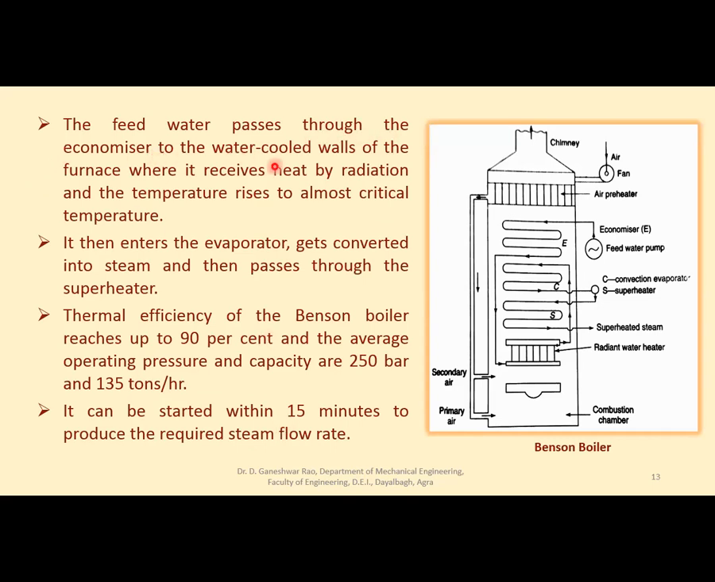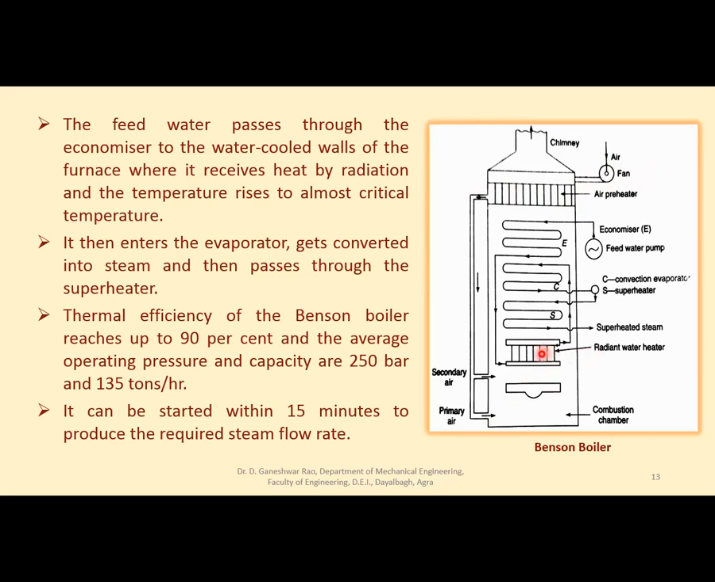Feed water passes through the economizer to the water-cooled walls of the furnace, where it receives heat by radiation and its temperature rises to almost critical temperature. See here, this is the air fan through which air is taken and passed through this air preheater, which will be used for combustion purposes at two places. Primary air, the air sent here, is the primary air in the combustion chamber. Secondary air is here, which gets mixed with the flue gases.